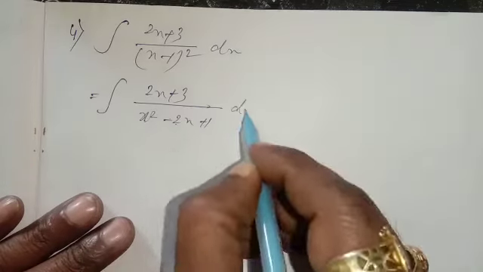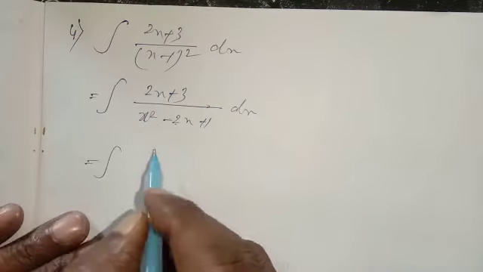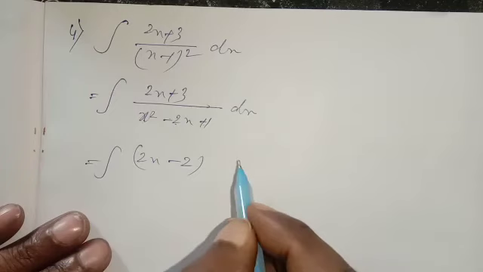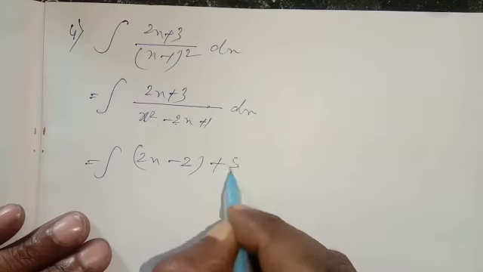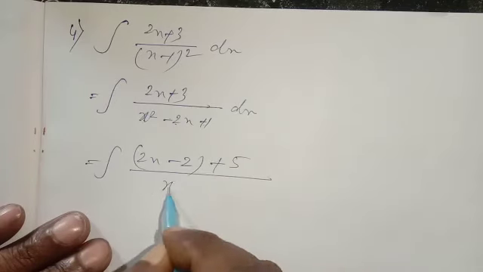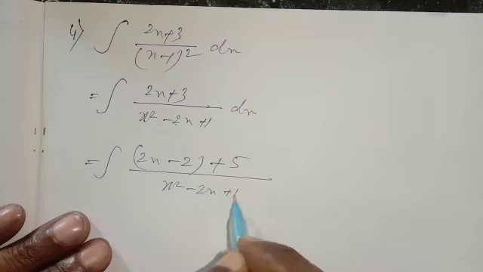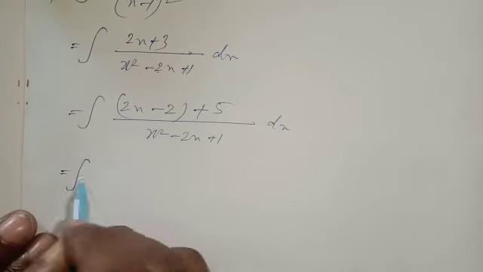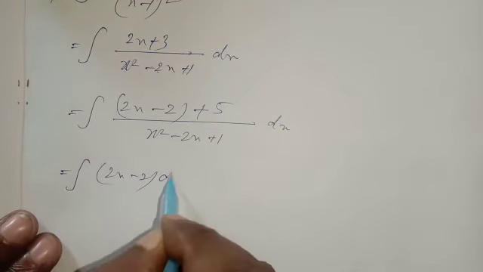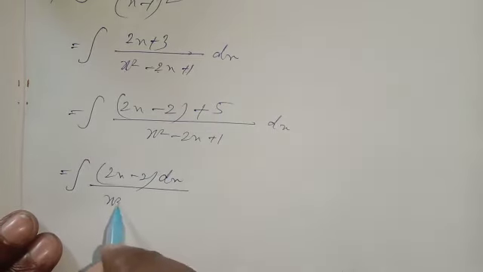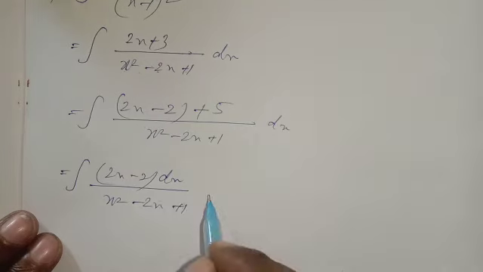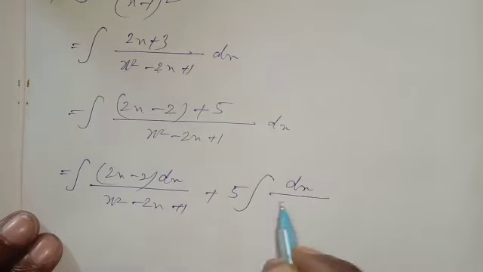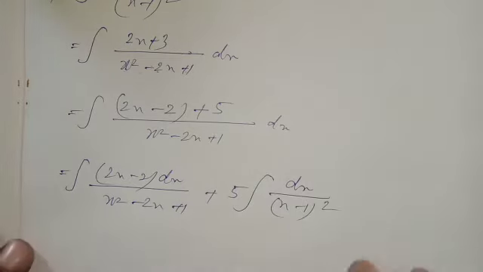That means you have to adjust here like this. Write 2x minus 2, then plus 5, then this will be adjusted, over x square minus 2x plus 1 dx. After that, this will be (2x minus 2) dx by (x square minus 2x plus 1). The second part will be plus 5 taken outside, dx by (x minus 1) whole square, right?